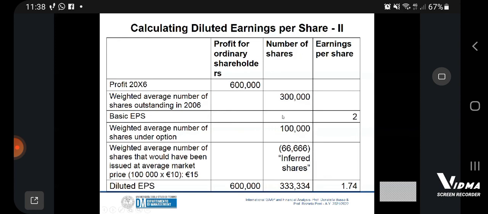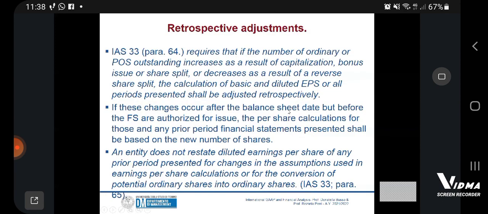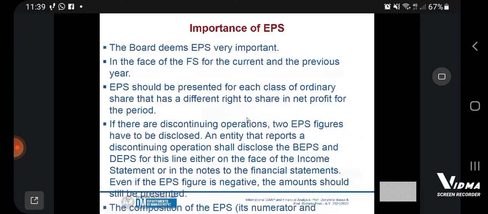Okay. Again, some clarifications about the requirement of IAS 33 related to the retrospective adjustments. I continuously mention this requirement, so I'm just continuing. The importance of earnings per share, again, as a reminder.